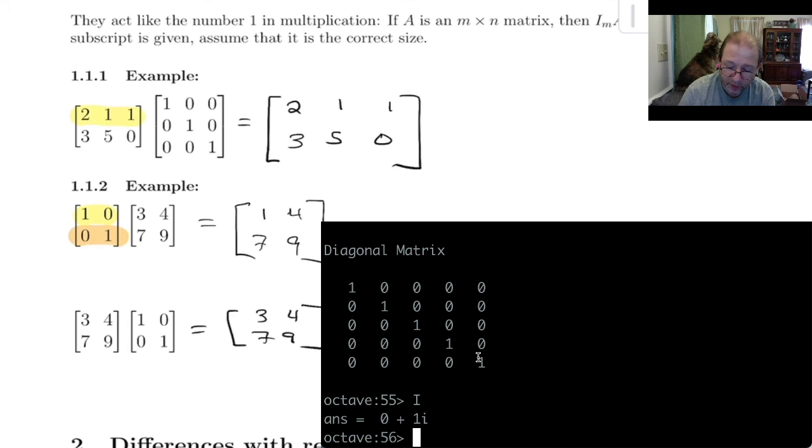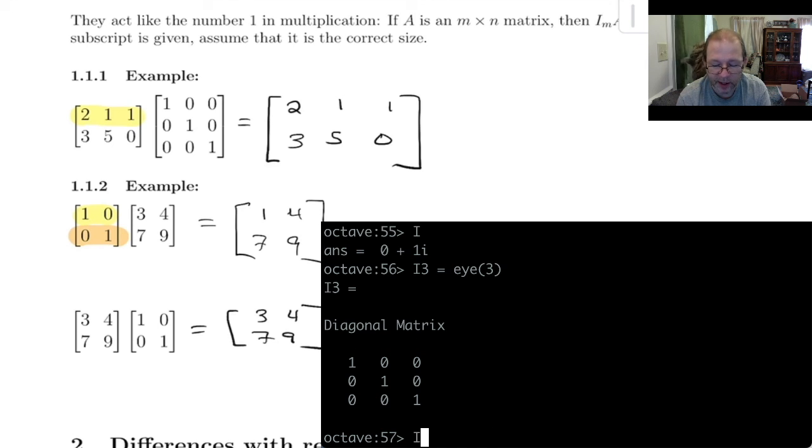And say you're doing something and you're going to use the 3 by 3 identity matrix a lot. You can define something like this, I3 equals eye(3), and now you've got it as a variable.